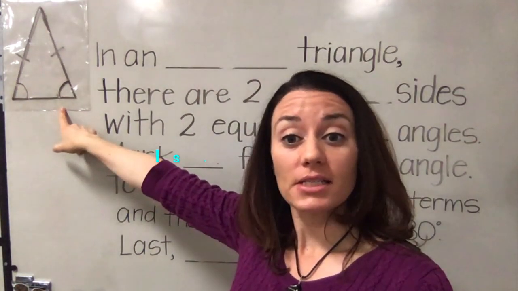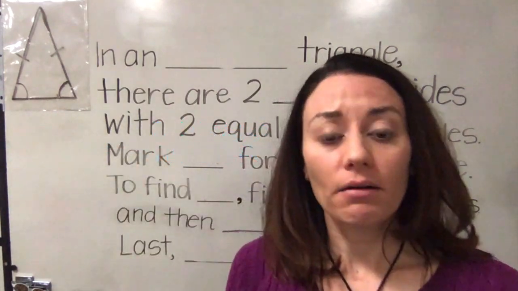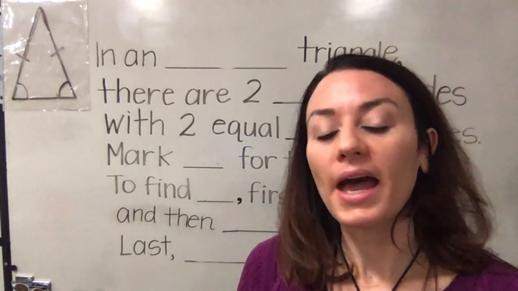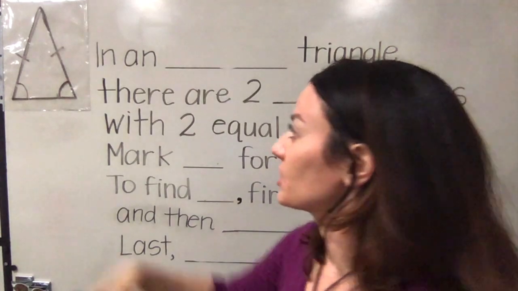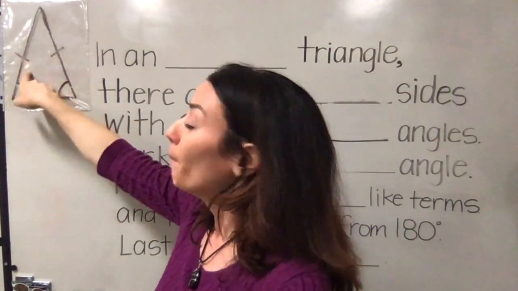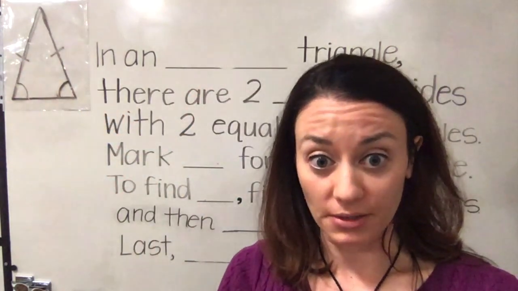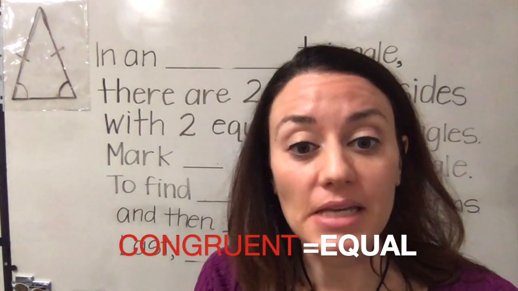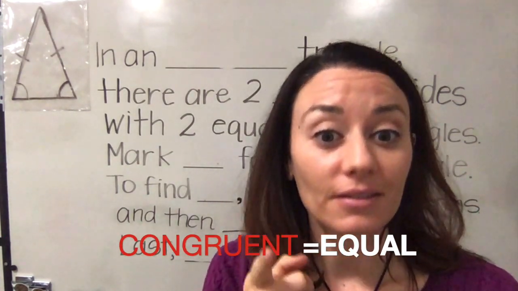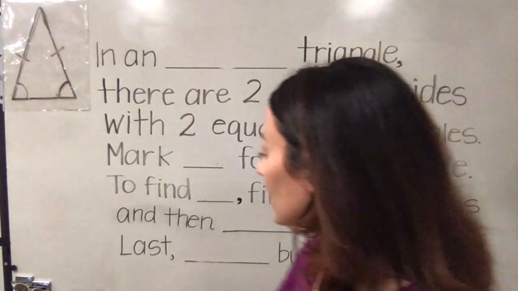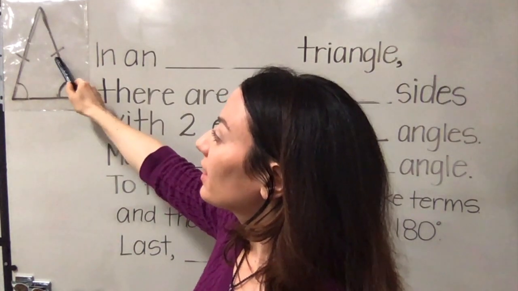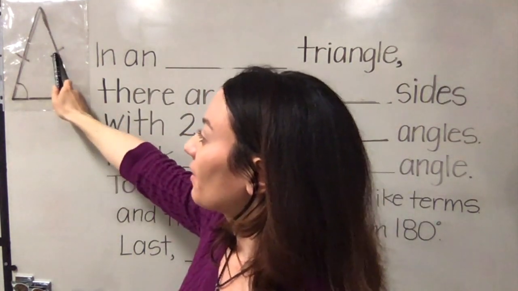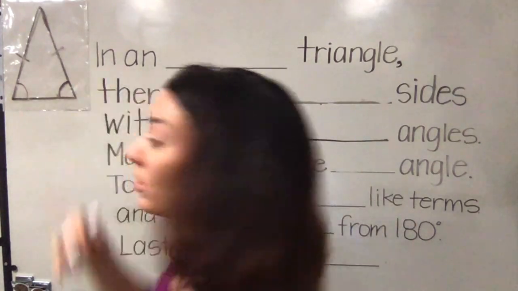What type of triangle is this? Isosceles. How do we know that? Well, we have some congruency marks for both of the sides. Both of the sides are congruent. Congruent means equal. What does it mean? Equal. Okay?